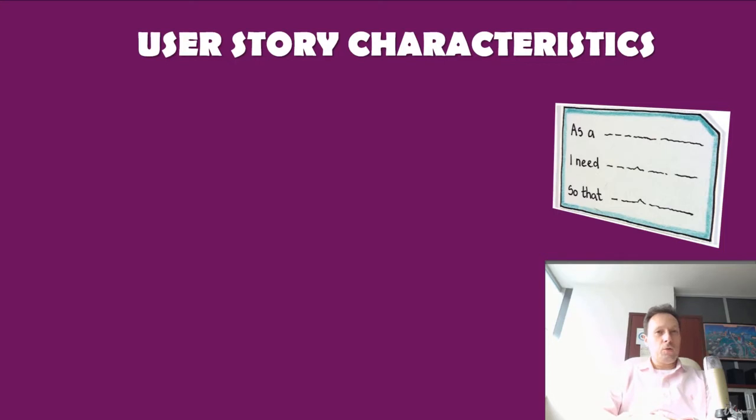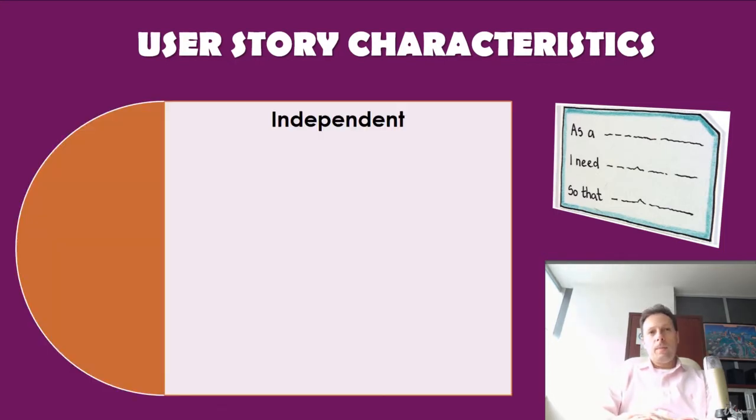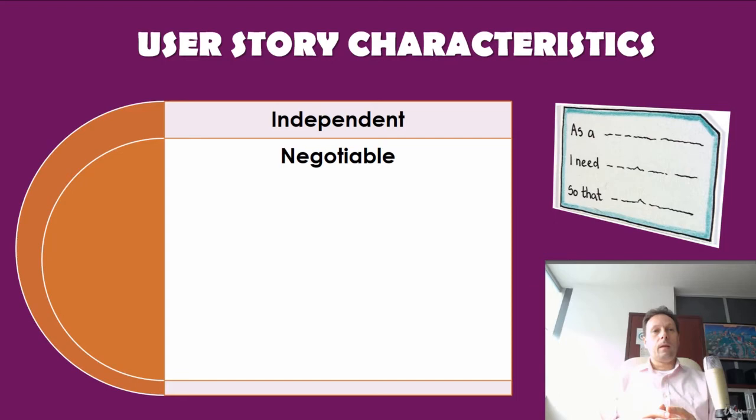Now let's see user story characteristics. They're independent. User stories should be independent of each other as much as possible, so that they can be moved around in the backlog and developed separately. Negotiable. The user story should not represent a contract between developers and the product owner. Rather, it should represent a business need, and the team can negotiate with the product owner on the best way to satisfy that business need.